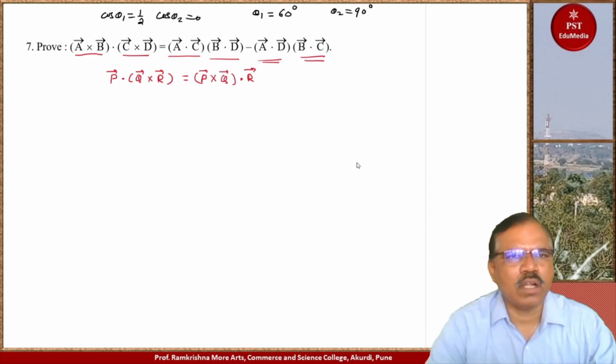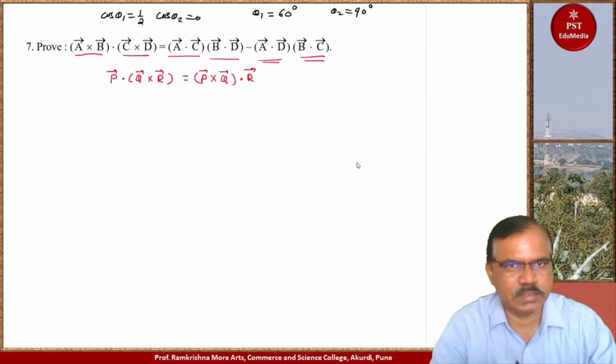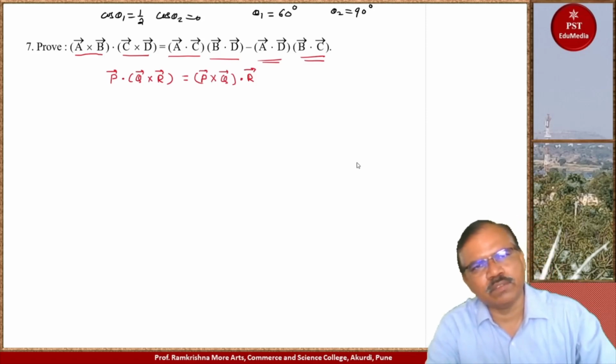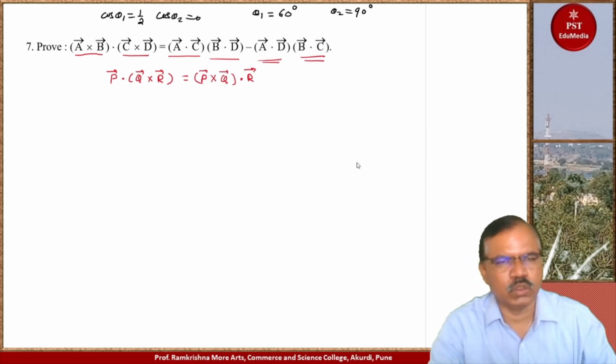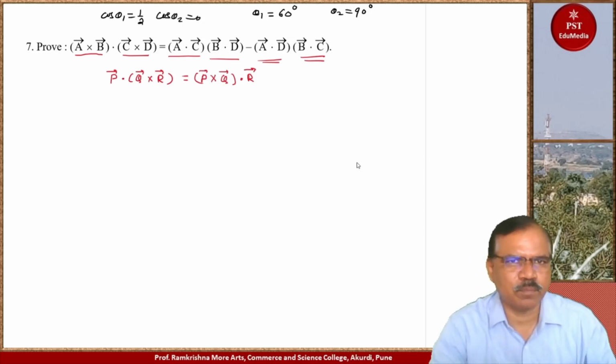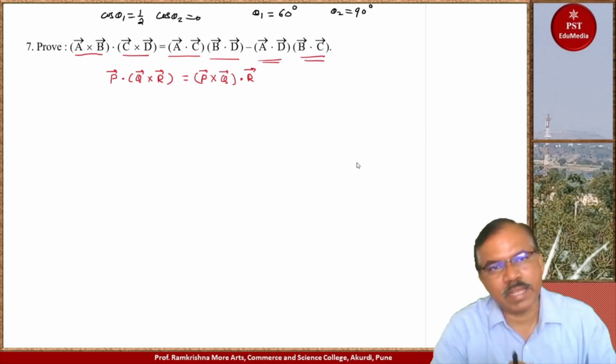So P dot Q cross R is equal to P cross Q dot R. You can write like this. This is an identity, and we know this vector triple scalar triple product gives you the volume of a parallelepiped. So you can take the base of that parallelepiped formed by any two vectors.